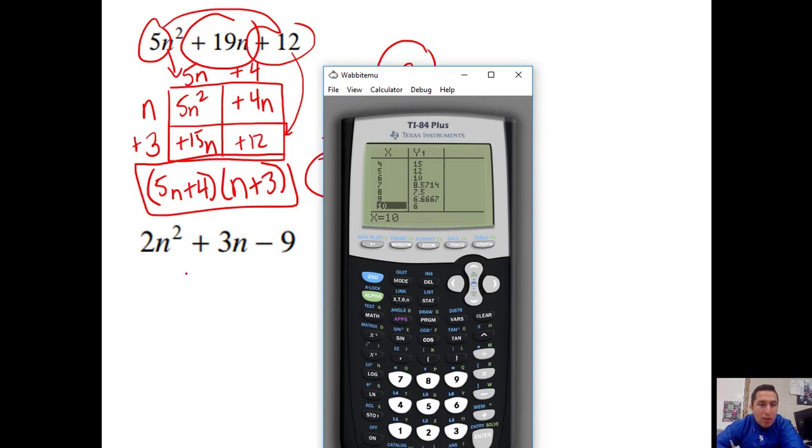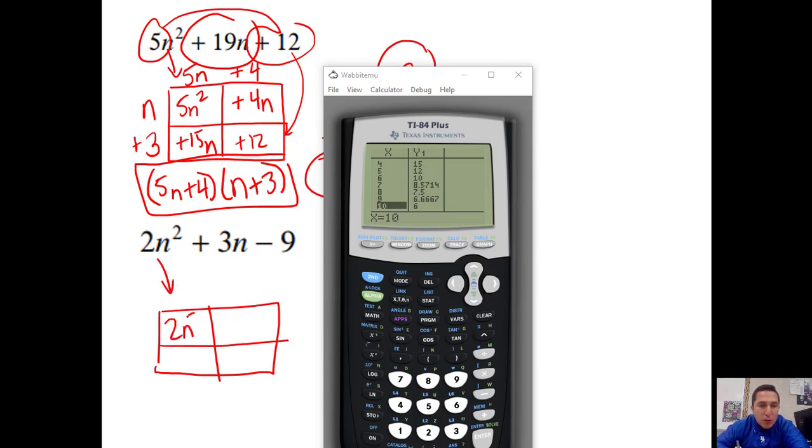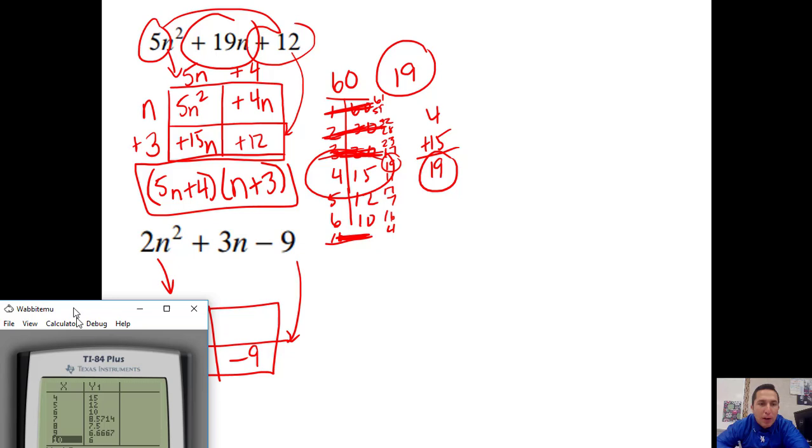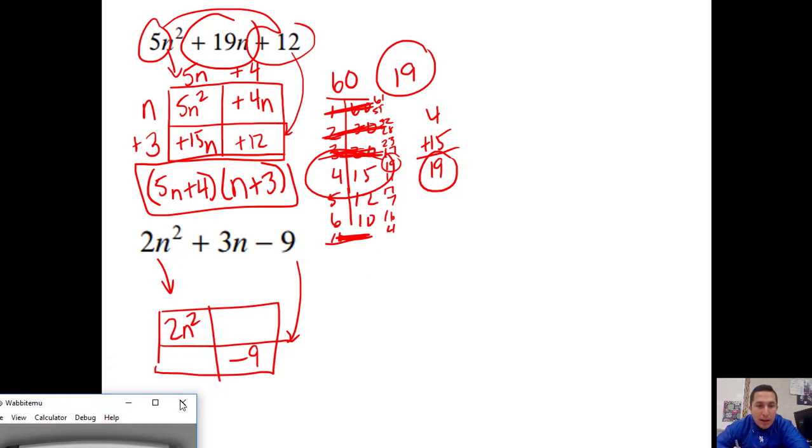Easy. We've got 2n squared plus 3n minus 9. Oh my gosh. Well, here's what we're going to do. Do the exact same thing, but let's put our box right there. What goes in this first one? The 2n squared. What goes in this last one? Minus 9. Let me hide the calculator for a little bit. There we go.